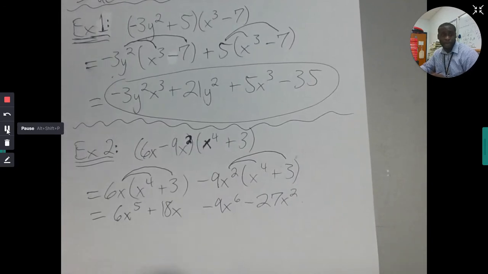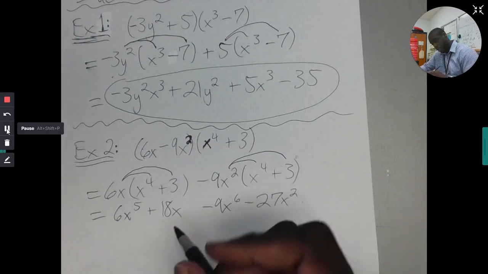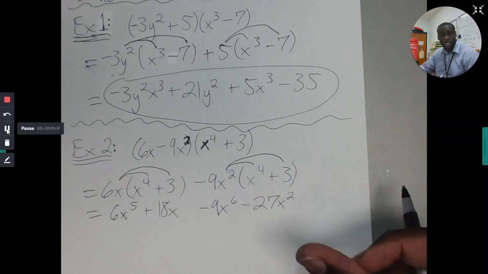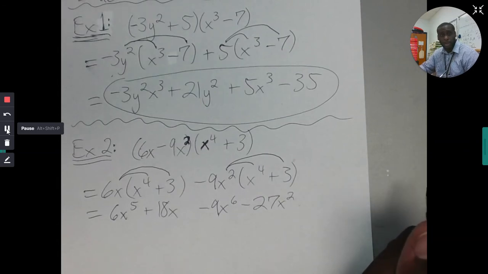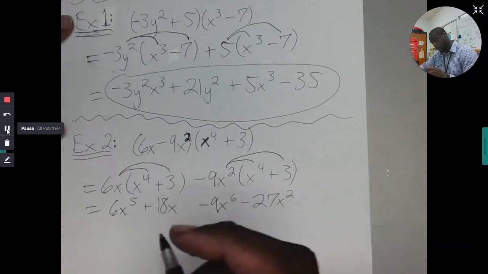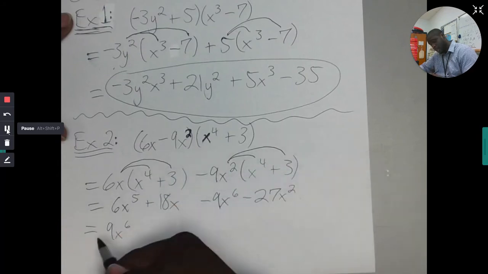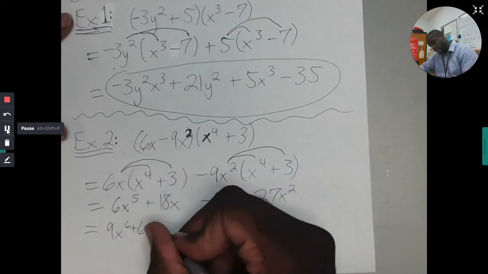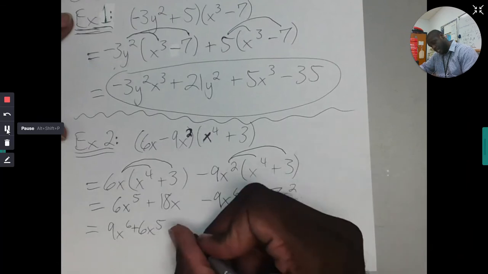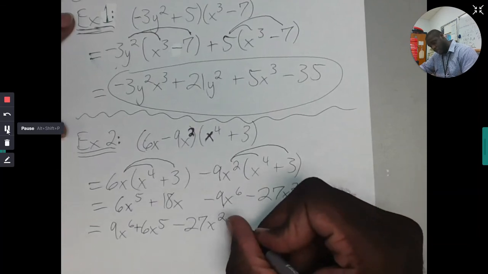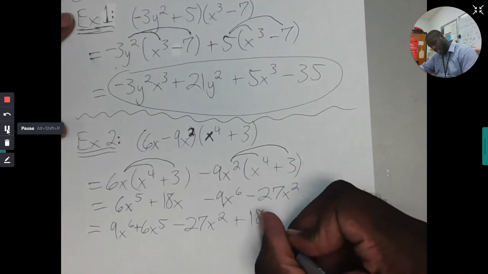Technically, this is the answer, but again, folks, I've asked you to write all of your answers or results in standard form. And remember, standard form means that it has to be ordered or written in particular order, where your exponents are written from highest to lowest. So again, the highest exponent is negative 9x to the 6th power. The next highest exponent is 6x to the 5th. Next highest is negative 27x squared. And then the last one, only thing left, is 18x.